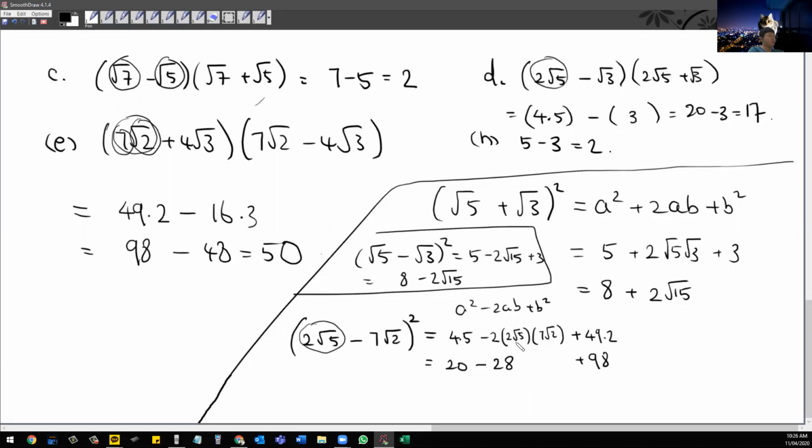So I'm just multiplying all these numbers first. These are non-surds, right? And then this is root of 10, so that number there and that number there. So the answer is 118, that's 98 plus 20, minus 28√10. So who got that? I got that. Very good.